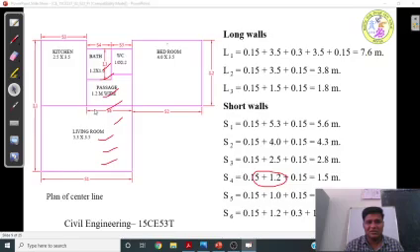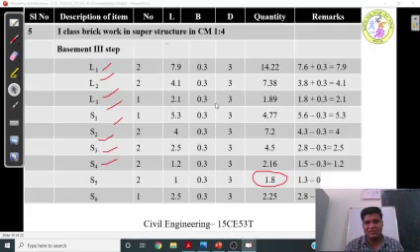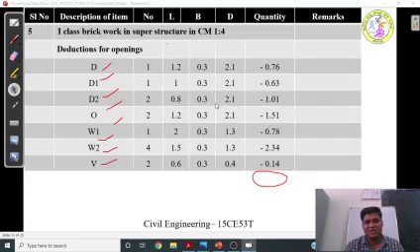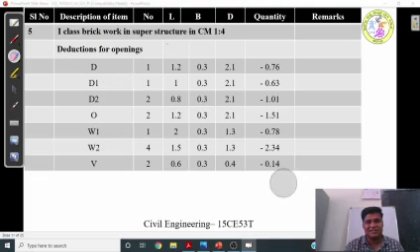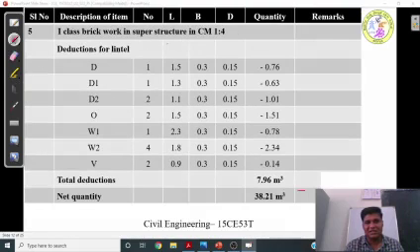So the total brick masonry quantity is called the gross quantity, minus the deductions, that is 7.96, will give me 38.21 cubic meters, which is the net quantity of brick masonry after deducting the openings and lintel. So this is the total brick masonry quantity in this estimate.